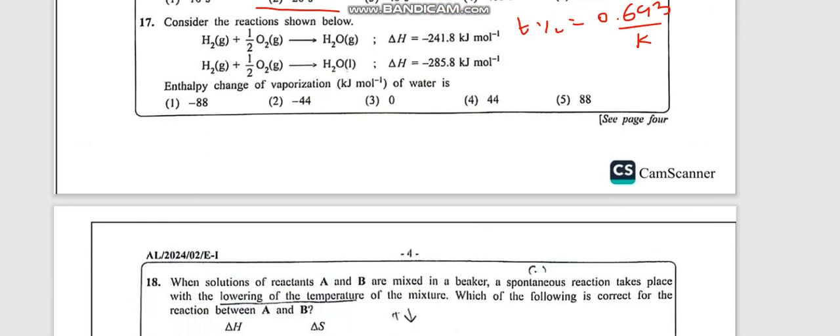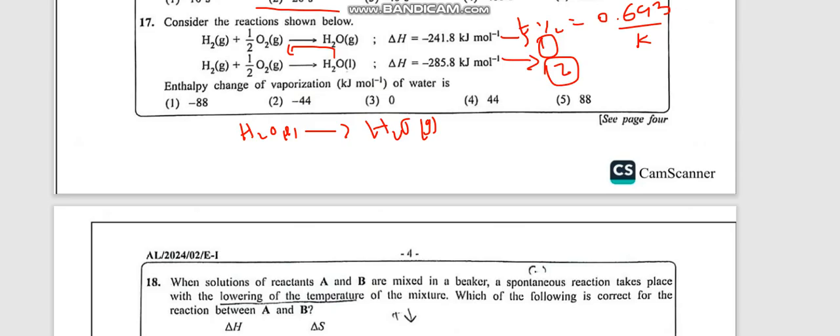Consider the reaction shown below. The enthalpy change of vaporization of water. Vaporization of water means what? Liquid to gas, no? Yeah, water liquid to gas, you need the enthalpy. Okay. Then what you have to do? We have to take water liquid this side and cancel all of this, no? So if I name this equation number 1, now here thermochemical equation method only I am going to use here.